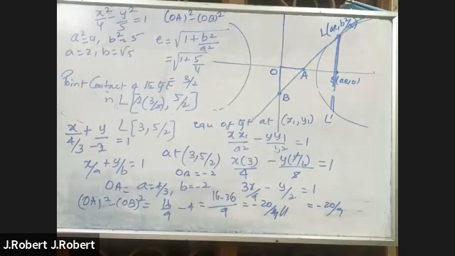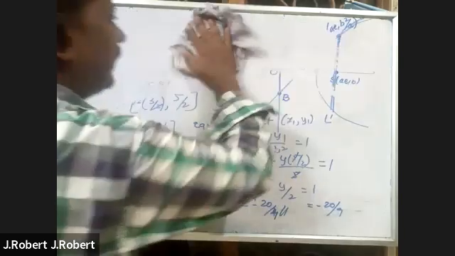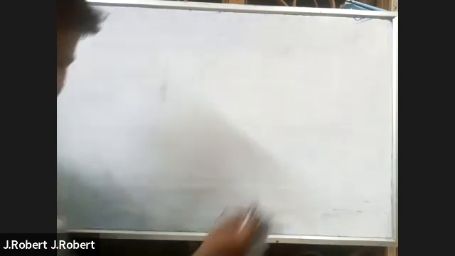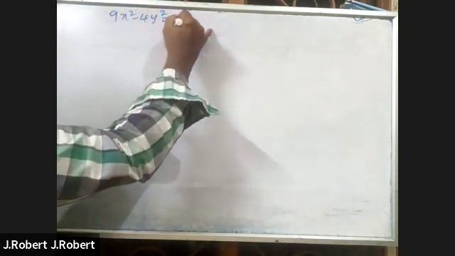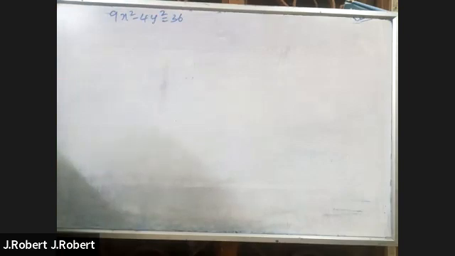The next problem is about the hyperbola 9x square minus 4y square equals 36, and its major and minor axis.